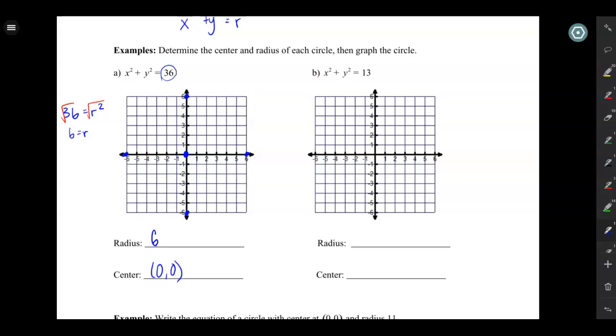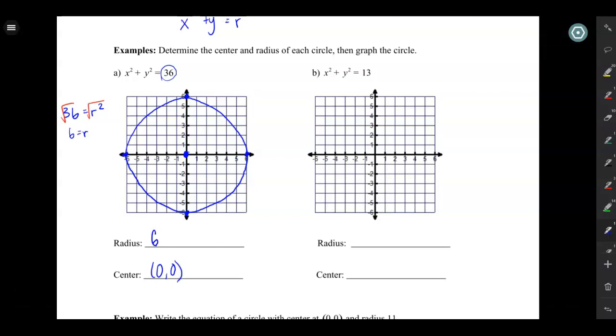Then all I have to do is connect my dots. And I'm not usually very good at this, so let's see how good the circle turns out. I'm just connecting these 4 dots that I created. That turned out okay, I guess. So now I have my center at the origin, and then that circle with the radius of 6.